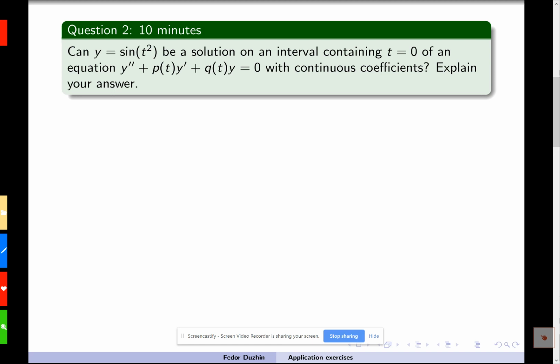Okay, so the question is, can the function sine of t squared be a solution, on an interval containing 0, of a linear homogeneous differential equation of second order with continuous coefficients? Well, I like this question because it has three completely different solutions.